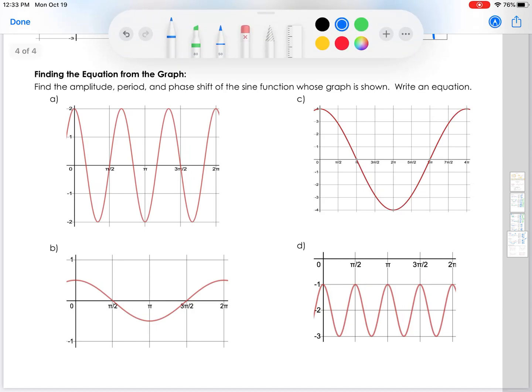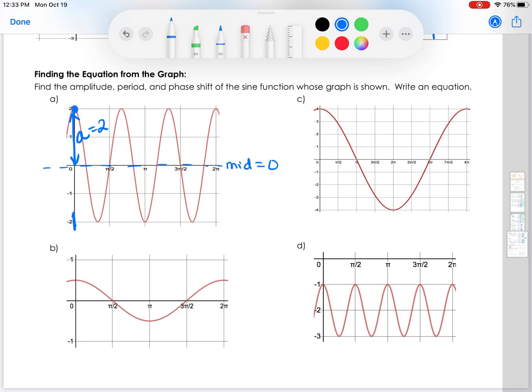Okay. And last but not least, we're going to take a look at some graphs and from there make a determination on what the equation could be. Technically, there's infinitely many solutions because all of these could have coterminal angles that would produce the same graph. Again, we want our midline. So this is the middle of my graph. So our midline is 0. I notice the amplitude is 2.